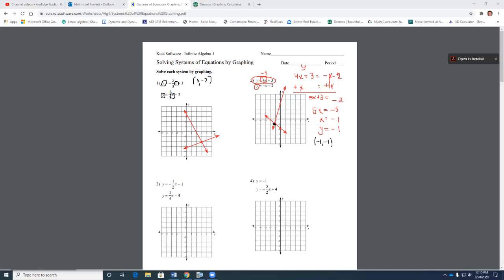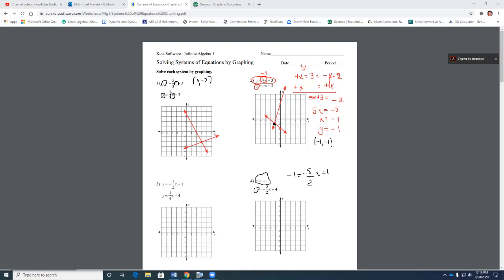And you can use substitution to solve any of these. In fact, let's look at number 4. That one's fairly easy. If y is equal to negative 1, then that means I can plug in negative 1 for y here. So that's going to leave me negative 1 is equal to negative 5 halves x plus 4.